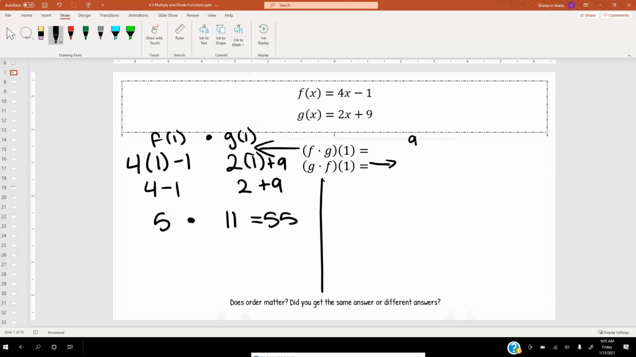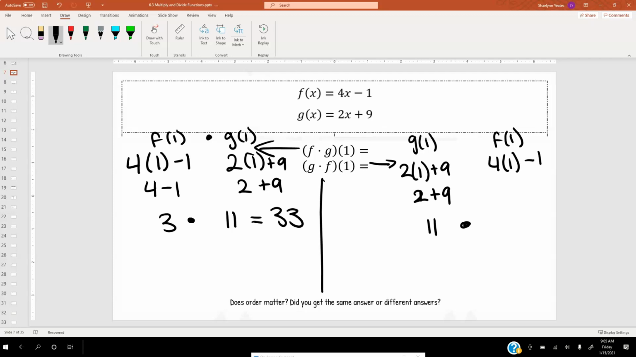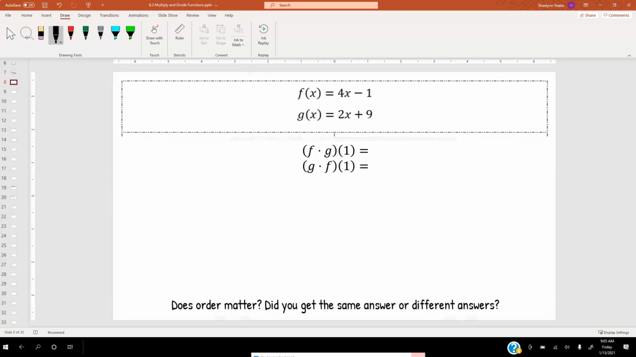So let's flip it around. Let's do g of 1 first, f of 1 second. So this is 2 times 1 plus 9, which is 2 plus 9, which is 11. We're going to be multiplying that by f of 1, which is 4 times 1 minus 1. That should be 3, huh? Making this 33. All right. So we've got 4 minus 1, which will give me 3. 11 times 3 is 33. We got the same thing here. So does order matter? No. Here, order does not matter with multiplication.